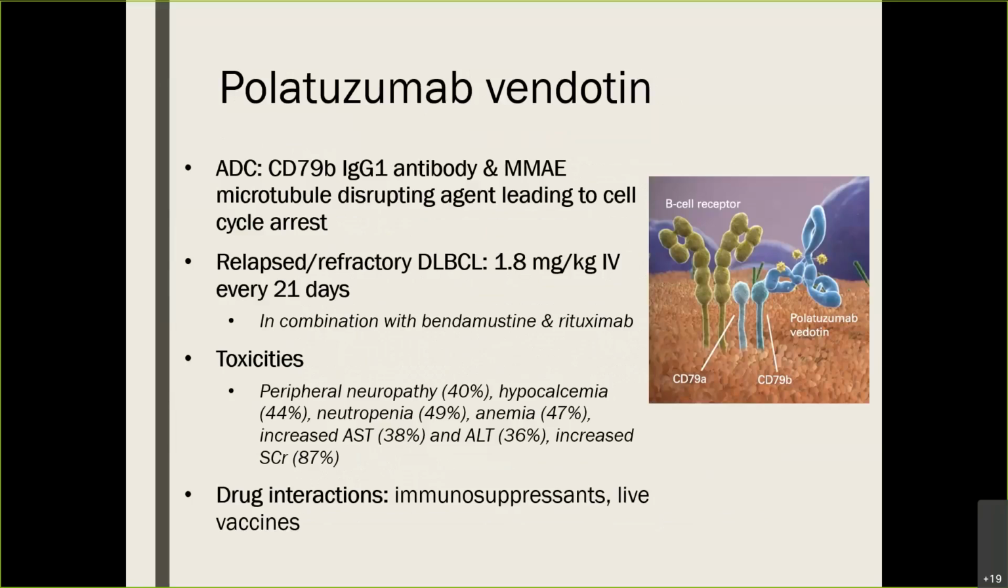Polatuzumab, or Polivy, this is a recent approval targeting CD19. It does have a linker to an MMAE microtubule disrupting agent leading to cell cycle arrest. The FDA approved it in relapsed or refractory DLBCL in combination with bendamustine and Rituxan. I will say several of our patients who have received this agent here at UW have dropped the bendamustine and Rituxan and used this agent as a single agent in those that are older or frailer. We have significant toxicities such as peripheral neuropathy, as well as count suppression and LFT abnormalities.